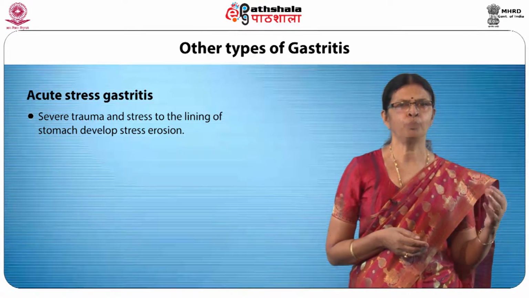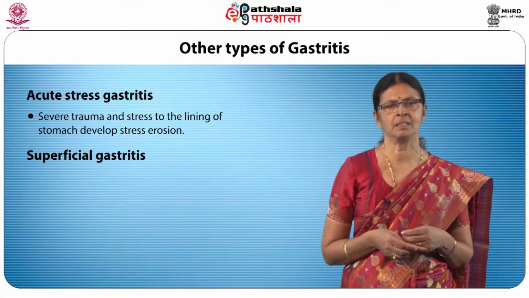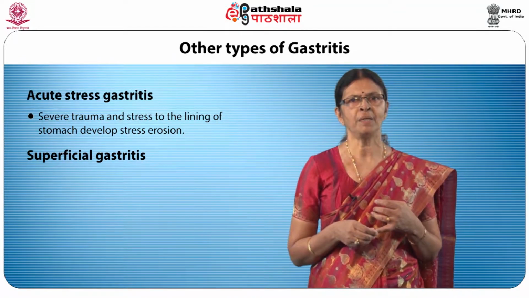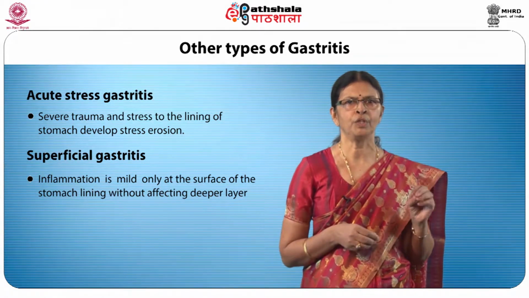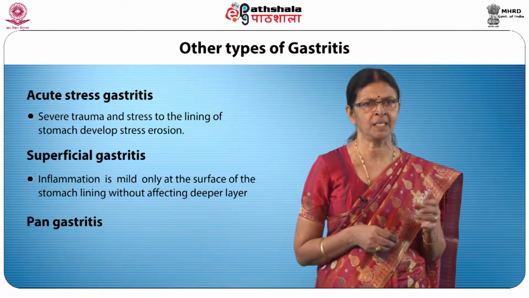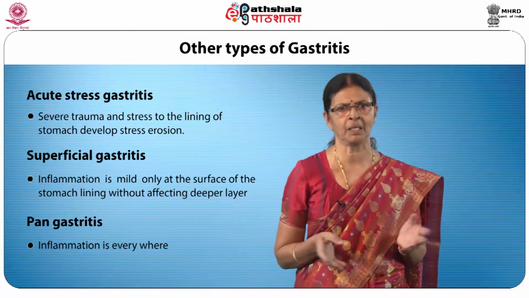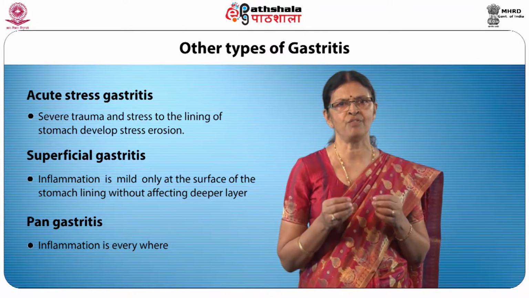Next, superficial gastritis or surface gastritis. It is the initial stage of chronic gastritis. Inflammation is mild, only at the surface of the stomach lining, without affecting the deeper layer. Do you know pan-gastritis? Inflammation is observed in the entire part of the stomach lining, which indicates that gastritis is everywhere.